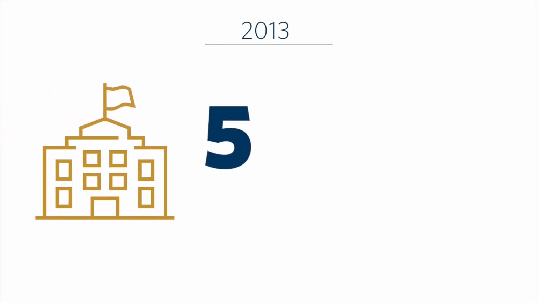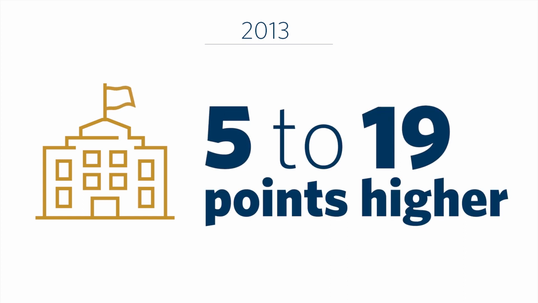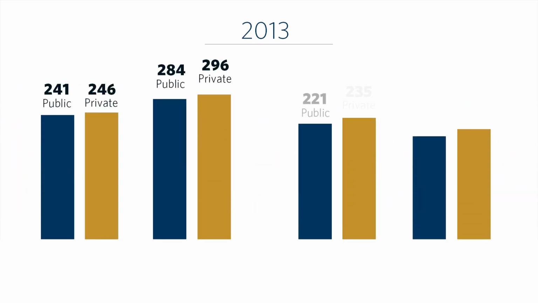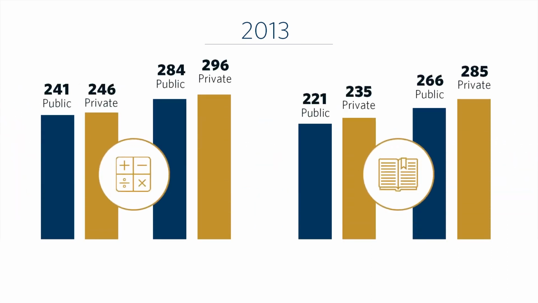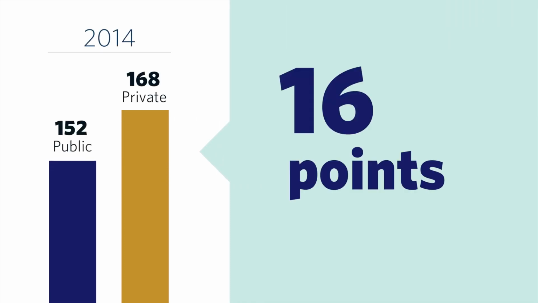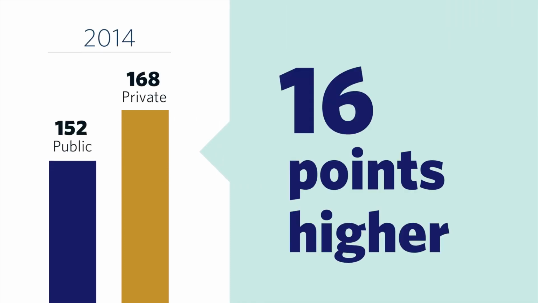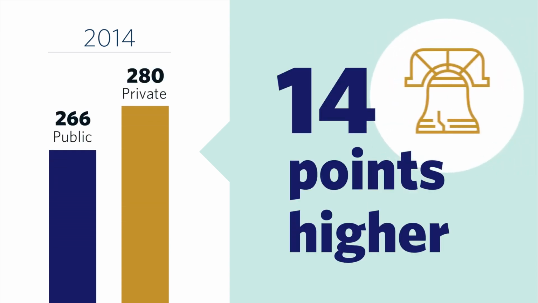In 2013, private school students scored 5 to 19 points higher on average than students in public schools in mathematics and reading at grades 4 and 8. In 2014, 8th grade students in private schools scored 16 points higher on average than public school students in civics, and 14 points higher on average in U.S. history.